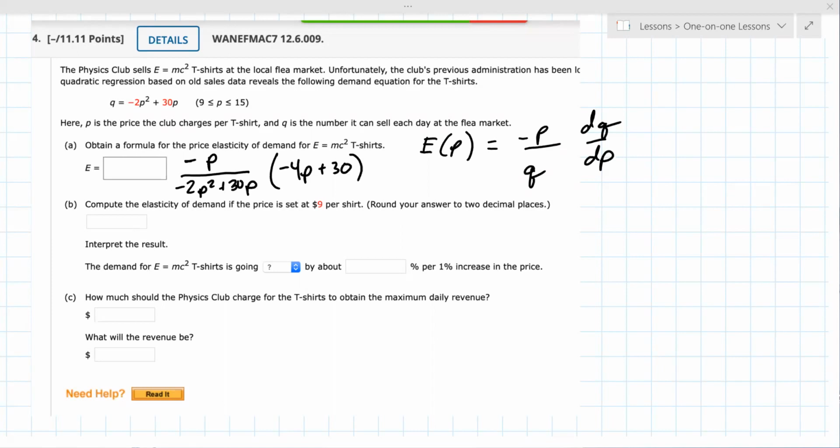Okay, and then compute the elasticity, just plug in 9 for P. Say that again. Do you just plug in 9? Exactly. So because you have the formula, you can just punch it into that thing you put in part A, but you can also calculate the intermediate values.